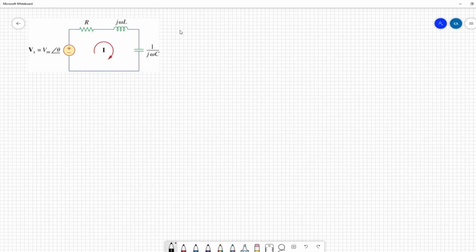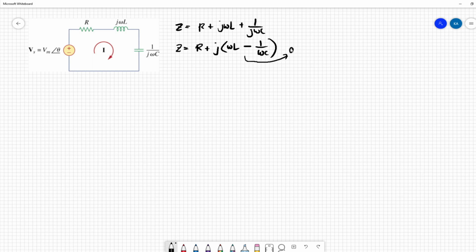For series resonance, we have Z equivalent to R plus jωL plus 1 over jωC, or we can write this as R plus j(ωL minus 1 over ωC). So it is said that at resonance, the impedance is purely resistive. Meaning, at resonance, this imaginary component is equal to 0.